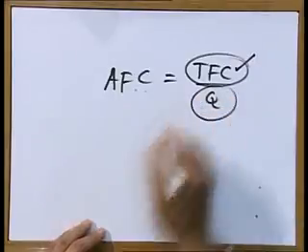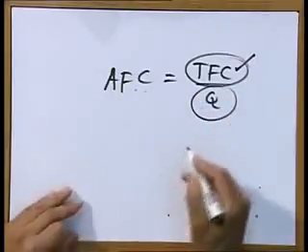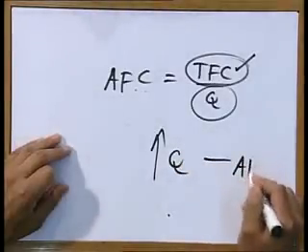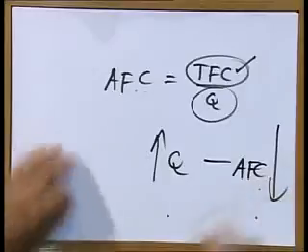But what will change all the time is your output level. So what we have seen now, it decreases from 50 to 20. You will see as we produce more, as output increases, what will happen with your average fixed cost? It will decline continuously, right? Although your TFC remains constant.